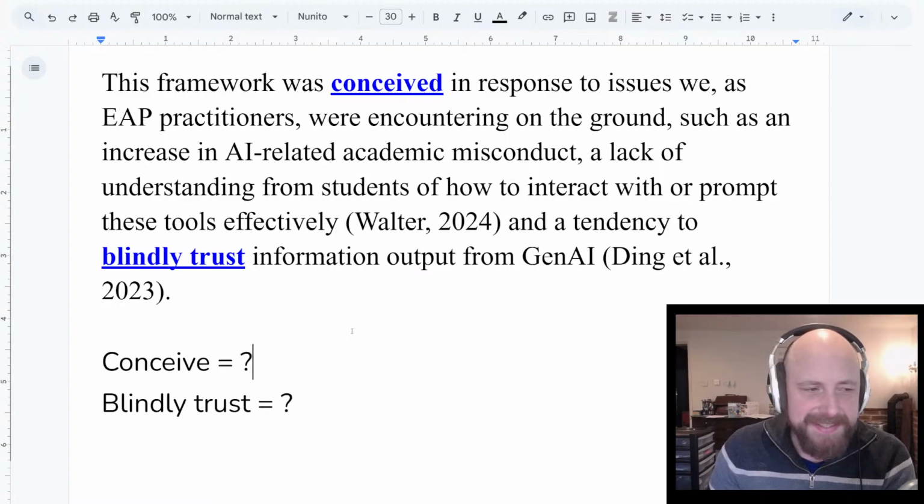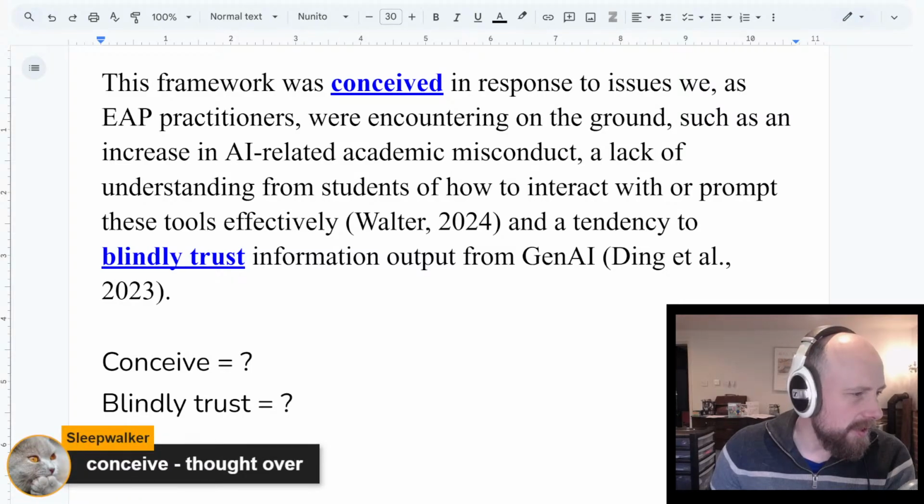Conceive. We conceived the framework. Blindly trust. Sleepwalker's gone for thought over for conceive. That's not quite right. That would be more like consider. Conceive is more at the starting level.